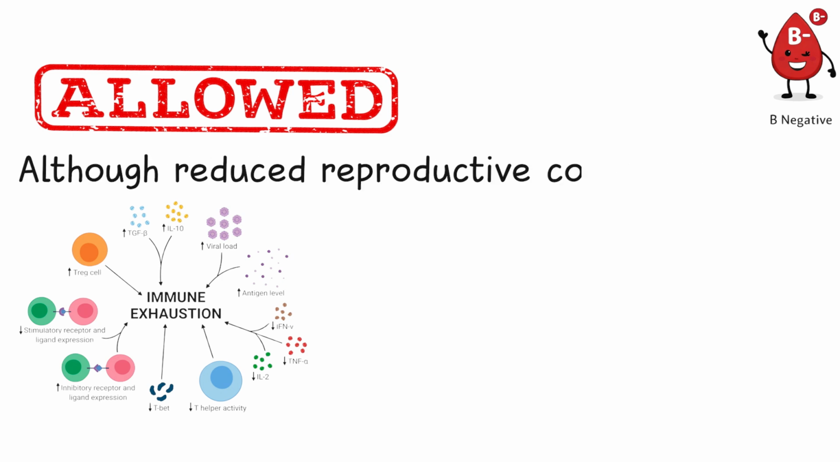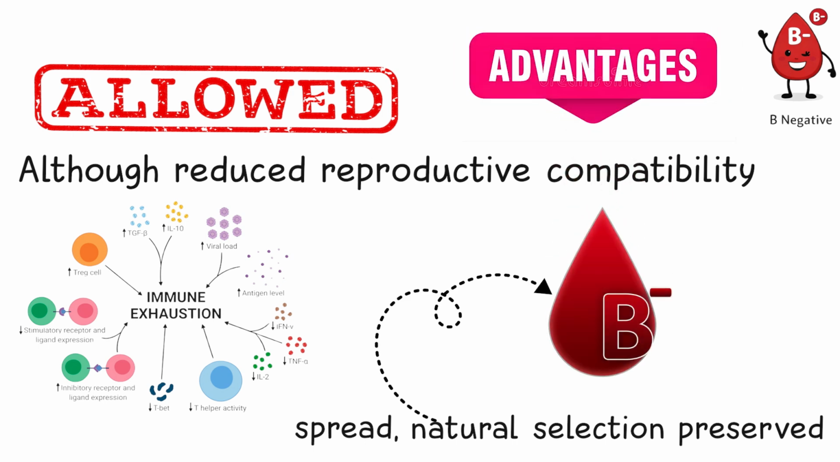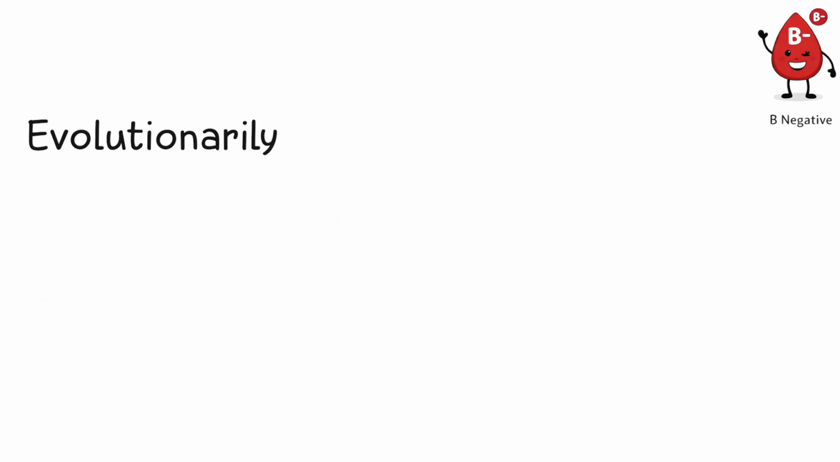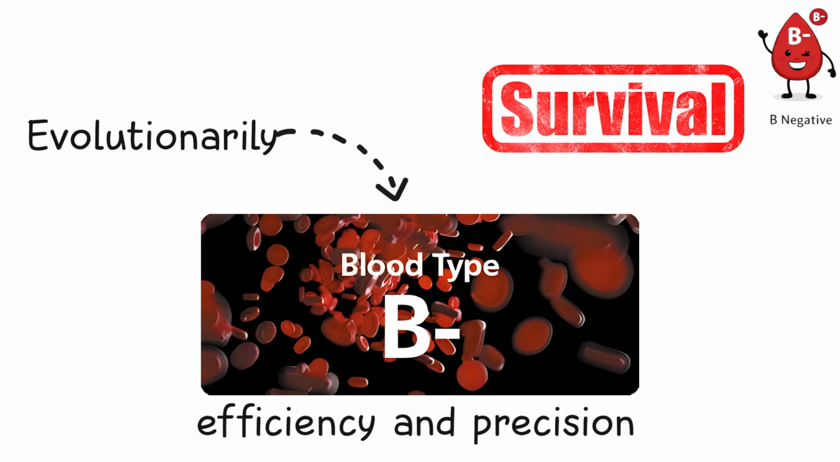Although reduced reproductive compatibility limited its spread, natural selection preserved type B negative because its advantages supported resilience through balance rather than force. Evolutionarily, this blood type reflects survival through efficiency and precision.